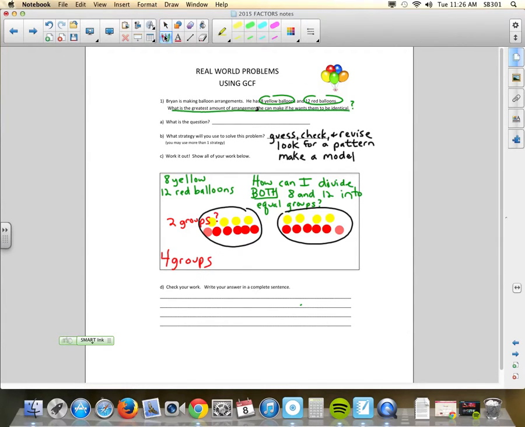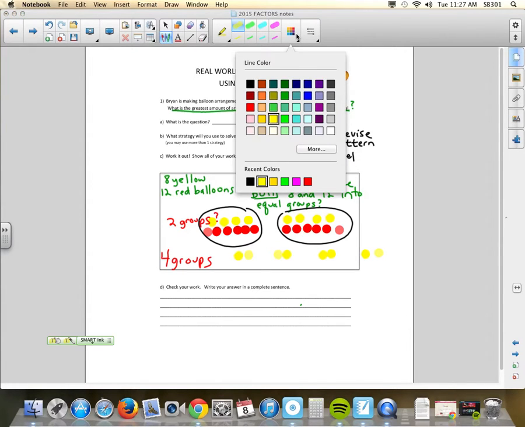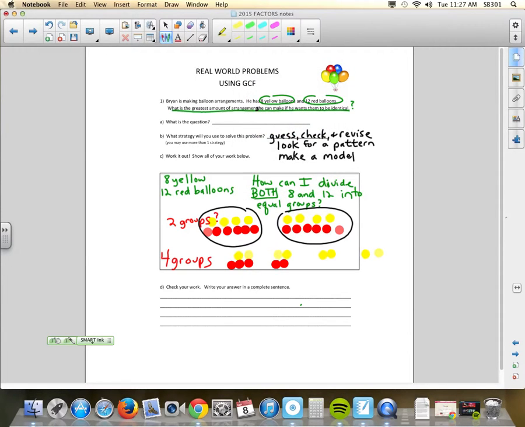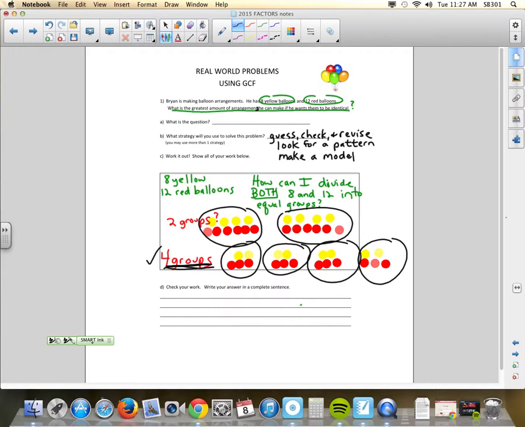So I'm going to use my model again, and if I were to split my 8 yellow into 4 groups, that means there would be 2 in each group. 1, 2, 1, 2, 1, 2, 1, 2. There's my 4 groups. If I were to split the 12 red balloons into 4 separate groups, let's see, 12 divided by 4 is 3, so I'd have 1, 2, 3 balloons in each group. So this would be group 1 that has 2 yellow balloons and 3 red. Looks exactly the same as group 2, 2 yellow, 3 red. Group 3, 2 yellow, 3 red, and group 4, 2 yellow, 3 red. They are all identical, and this one would work because 4 groups is the largest amount of groups.